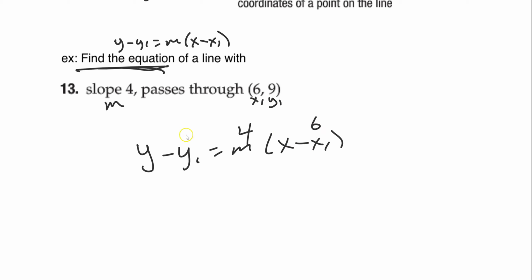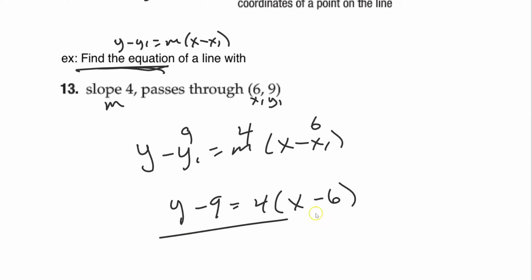So this is 6 and this is 9, and you are done. Unless I specifically ask you to put it in a certain form, like I could say put in standard form or put in slope-intercept form, that's an answer. If they just want an equation, you're done. Now if they say put in slope-intercept form, then you have to distribute. Again, only if they ask.